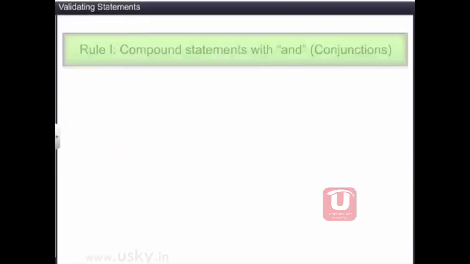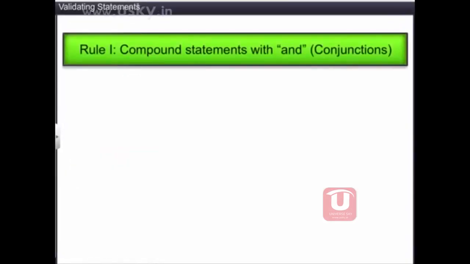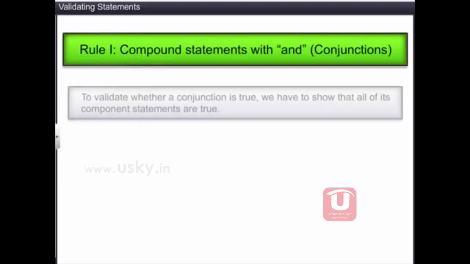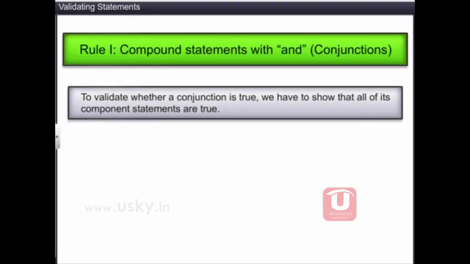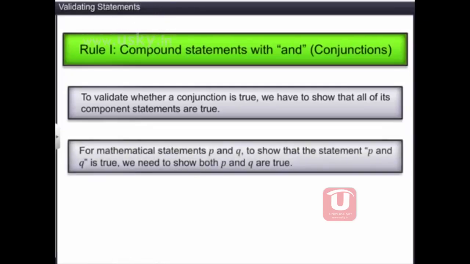Let's discuss the first rule. The first rule is used to validate compound statements with the connective word 'and', or conjunctions. To validate whether a conjunction is true, we have to show that all of its component statements are true. P and Q are mathematical statements. To show that the statement P and Q is true, we need to show that both the statements are true.